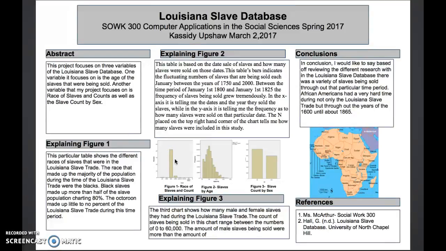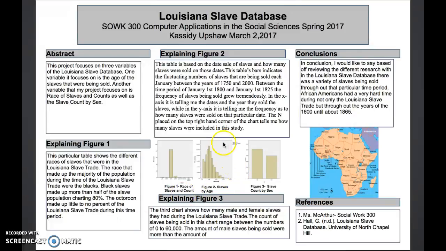In figure 1, you see my bar graph, and this bar graph is showing the race of slaves as well as count. This particular table shows the different race of slaves that were in the Louisiana slave trade. The race that made up the majority of the population during the time of the Louisiana slave trade were the blacks. Black slaves made up more than half of the slave population, charting 80%. The Octoran made up little to no percent of the Louisiana slave trade during this time period.